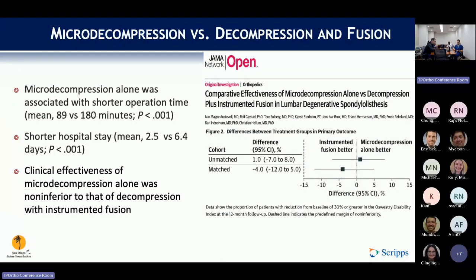It means that they ultimately found that microdecompression alone was associated with a shorter operating time, 90 minutes versus 180 minutes, shorter hospital stays, and the clinical effectiveness of microdecompression alone was non-inferior to decompression with instrumented fusion in stable listhesis.